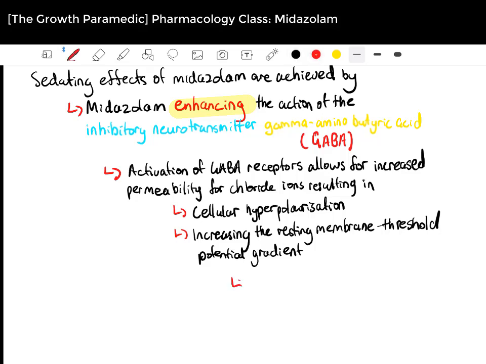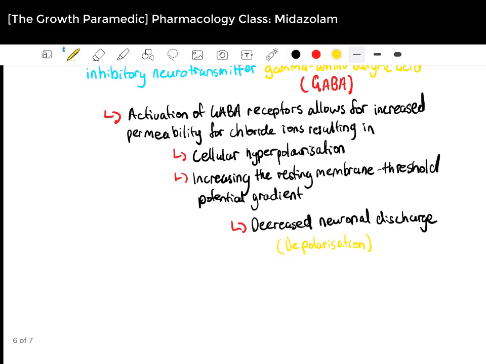So by increasing the resting membrane threshold potential gradient, I'm not going to go through what that is, but just by increasing that, it leads to decreased neural discharge. And that is depolarization. Perfect.